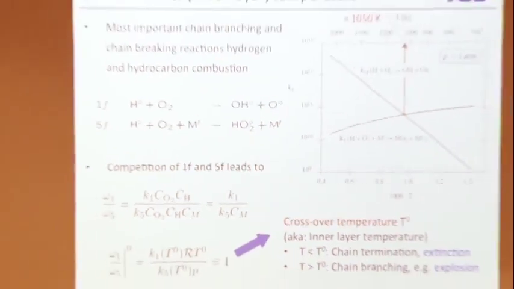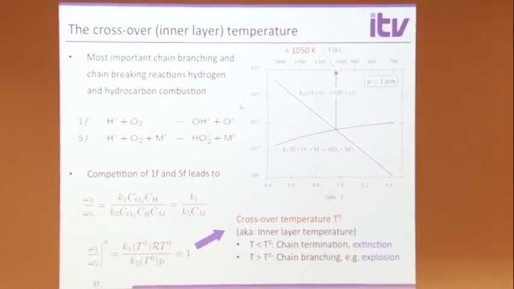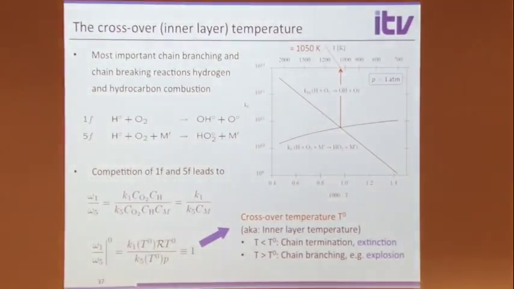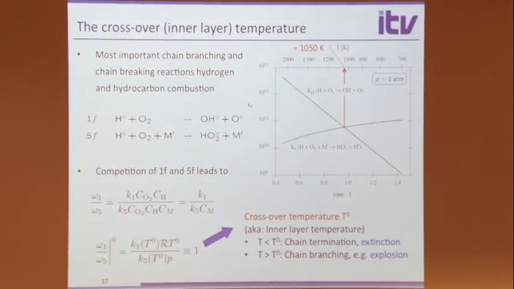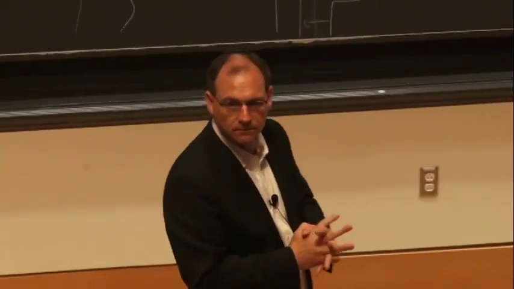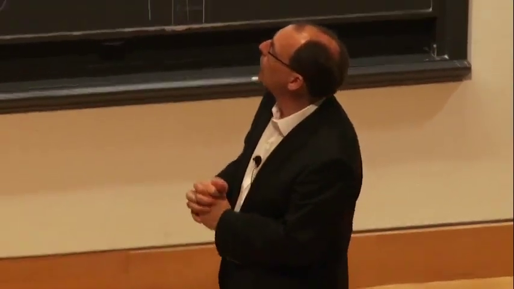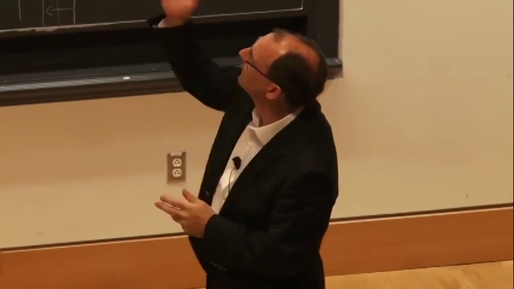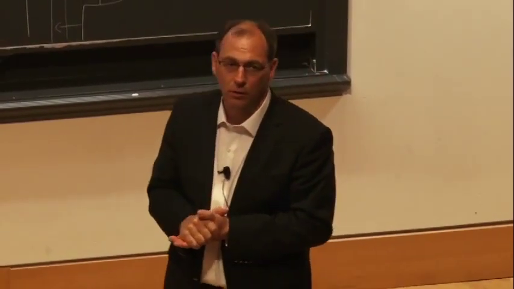Okay. This is interesting because with these reactions, one produces radicals, the other consumes radicals. And I said one is the most important radical production, the other is the most important radical consumption. And I said the most important thing in flames, or in combustion in general, is the radical balance. It's interesting because these reactions look very similar. Okay? So what we can do is define what we call the crossover temperature.